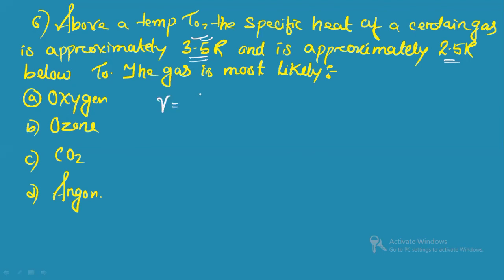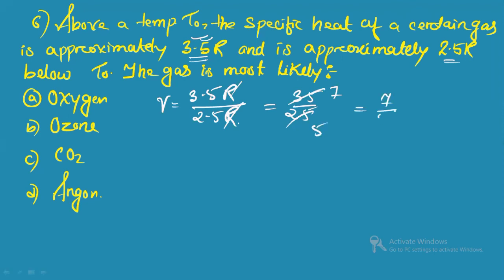So we will write gamma is equal to Cp by Cv. If you calculate here, it will be 3.5 R divided by 2.5 R. R and R get cancelled. You will have 35 by 25 on removing the decimal. So this will be 7 by 5. Yes or no? 5 sevens are 35, 5 fives are 25.